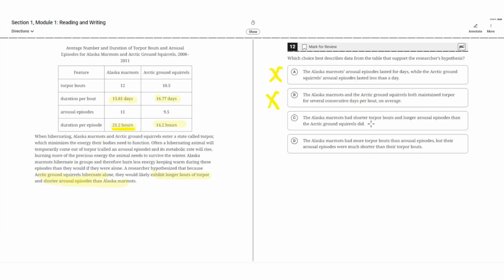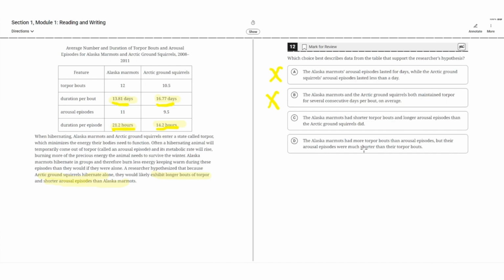C. Alaska marmots had shorter torpor bouts and longer arousal episodes than the Arctic ground squirrels did. So this is saying that Alaska marmots had shorter torpor bouts, which is true because they had 13.81 days of torpor bouts, while the Arctic ground squirrels had 16.77 days, and longer arousal episodes, which is also true because their arousal episodes were 21.2 hours, whereas the ground squirrel was only 14.2 hours. So C seems to be the correct answer.